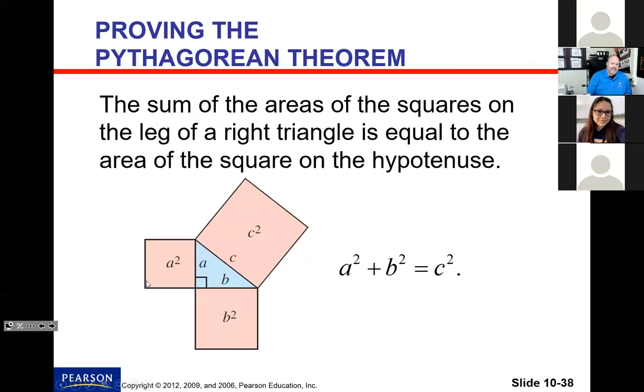So a, in this case, when we take a squared, we're actually going a times a. We're finding the area of this side that's attached to that triangle. And b, we're finding the area of that side. And we take these two areas and add them together, we get the area of c, right?